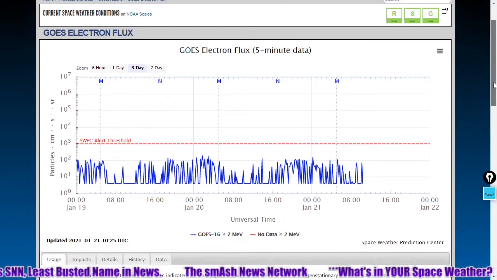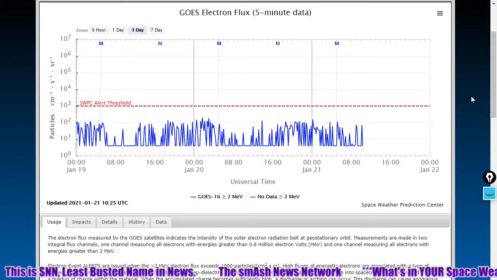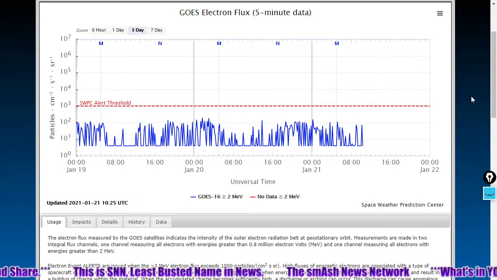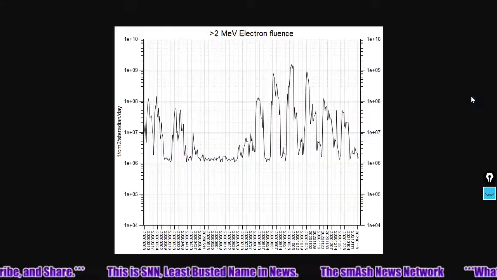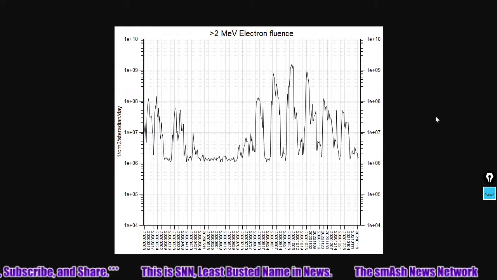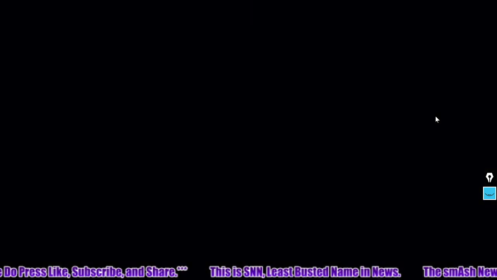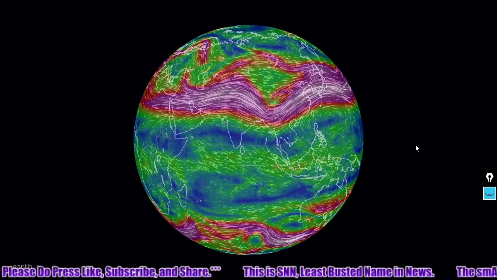Here's a 3-day chart of the electron flux as measured by the GOES 16, which measures the electron flux at the F ionosphere layer around 300 kilometers of altitude. And there's a 1-year chart to give you a historical context of where the electron flux currently is, and it's at low levels. Next, we're going to do some meteorological stuff.